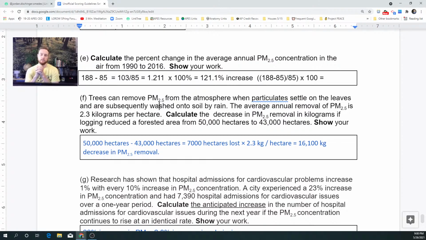All right, trees can remove PM 2.5 from the atmosphere when particulates settle on the leaves and are subsequently washed onto soil by the rain. So they almost like catch the particulate matter. You should put the particulate matter.